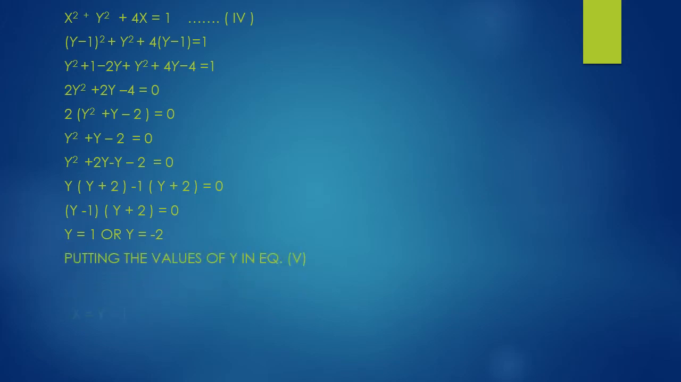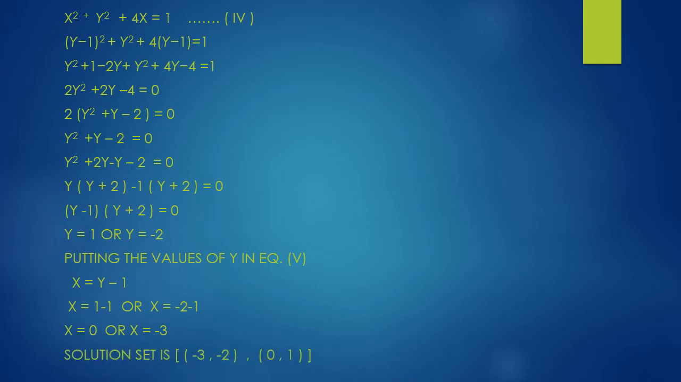Putting the values of y in equation number 5, which is x is equal to y minus 1, x is equal to 1 minus 1, or x is equal to minus 2 minus 1. So x is equal to 0 or x is equal to minus 3. The solution set is minus 3, minus 2, 0 and 1. So students, question number 5 is similar to question number 6. So it is your home assignment.